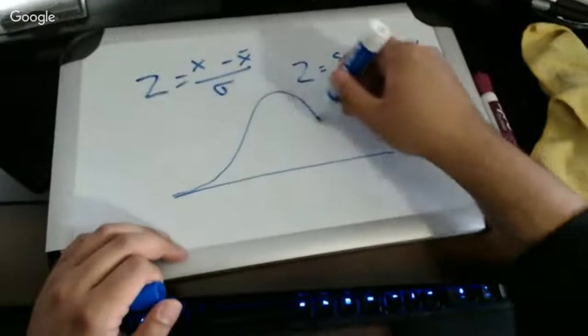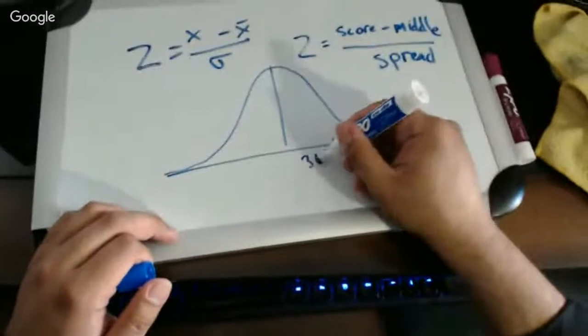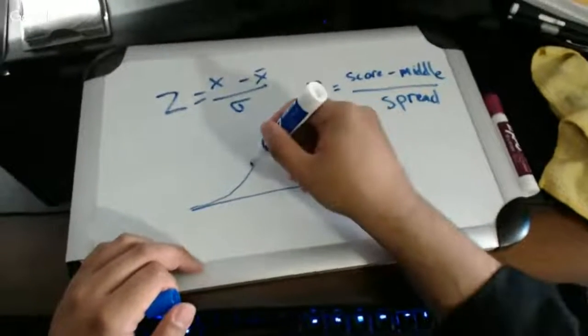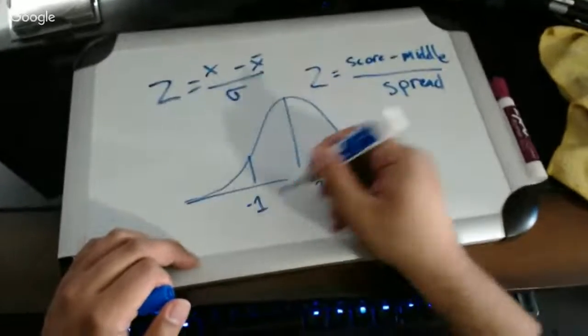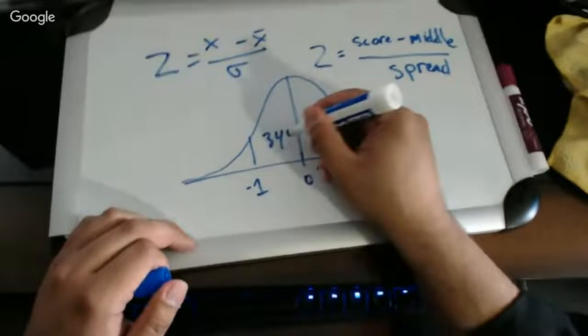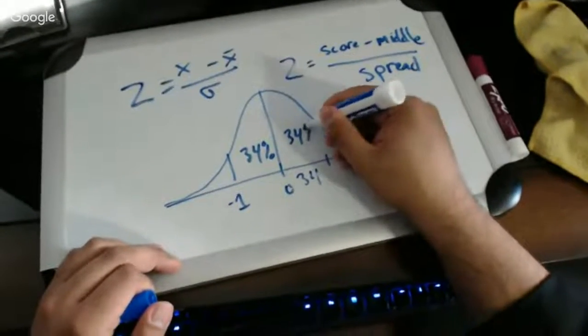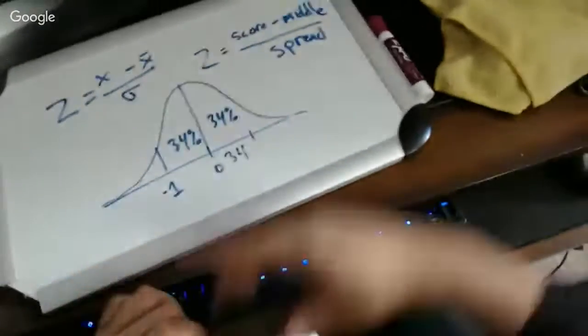Yeah, like it's 34, 34, 16 or something. I forget. Yeah, so usually we give you these rules of thumb. So from -1 to 0 is about 34%, and which means on the other side it's also 34%, because it's symmetric.